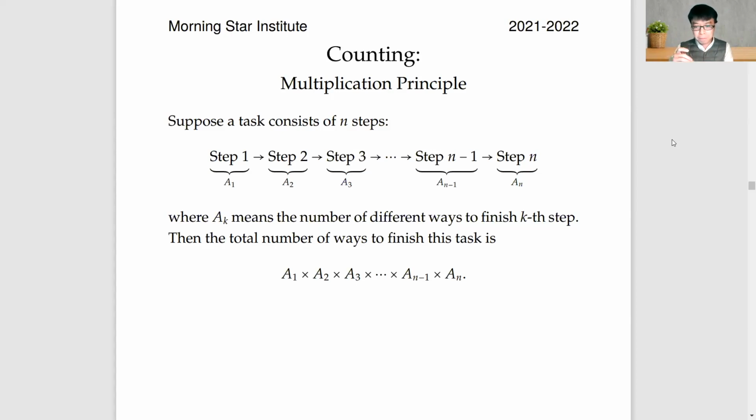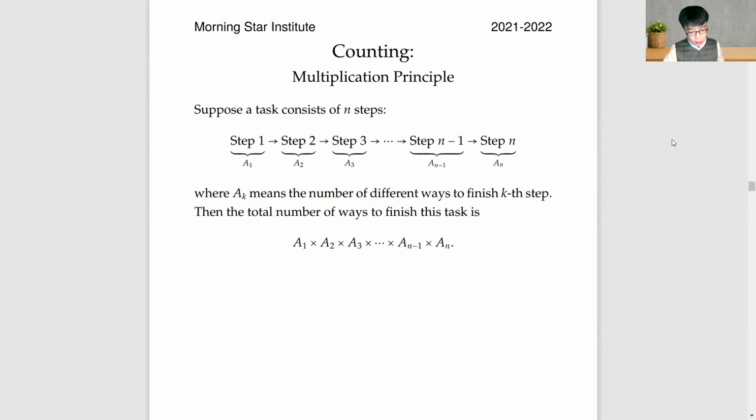up to AN. Sometimes a mathematical question could be regarded as a task. If you determine every step, the question is answered. So we will use the multiplication principle to count how many cases there are. So I'm going to show you some examples.